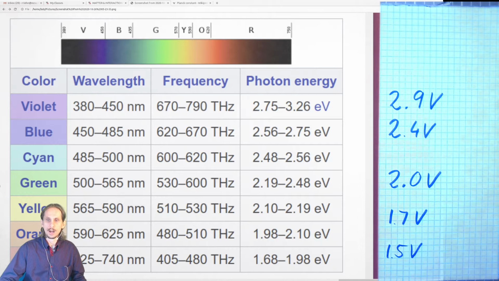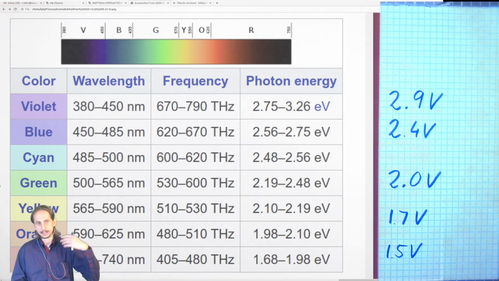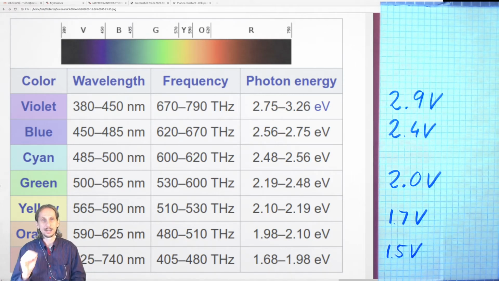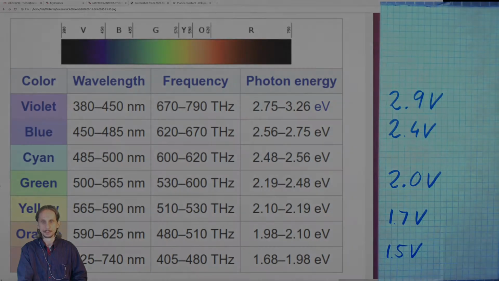So we now have a link between the fact that light is quantized and that the color of light corresponds to the energy of these photons. LEDs don't seem the most fundamental light source in the universe, so let's look at other light sources. The first video that I have is one where we look at sunlight.